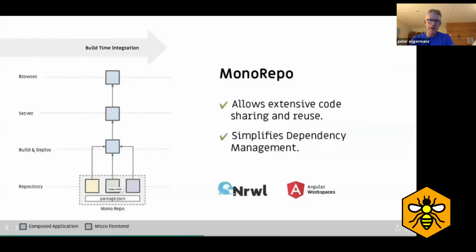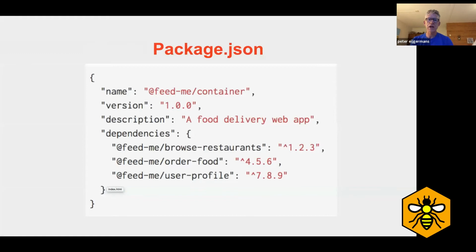Build time integration. Here we use bundle integration, and it is easy to use monorepos. A monorepo is one repo which contains all the micro frontends. And we bundle these micro frontends together via one Package.json. You can use Angular workspaces for this, or Lerna, etc. And that's what such a Package.json looks like.